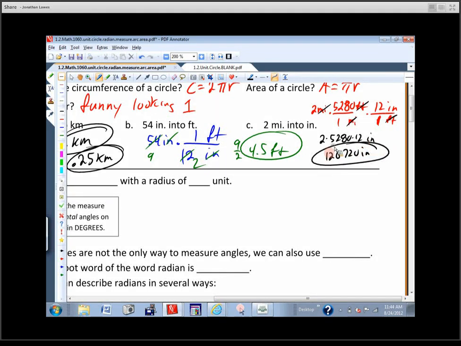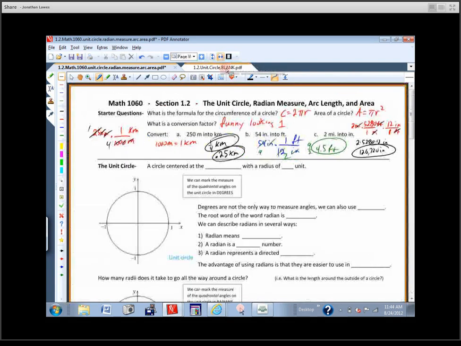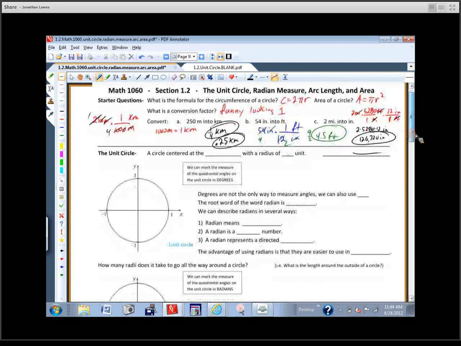Okay? Somebody got that for us? 126,720. That's a lot of inches. Okay, 126,720. Okay, are there any questions? We doing okay? Am I going too fast or are we all right?